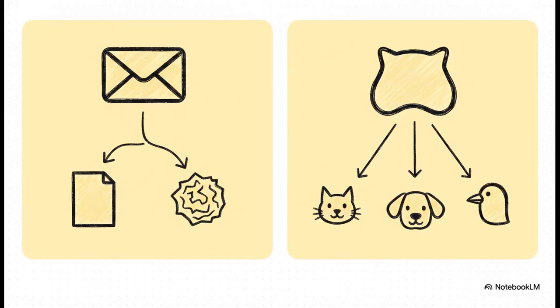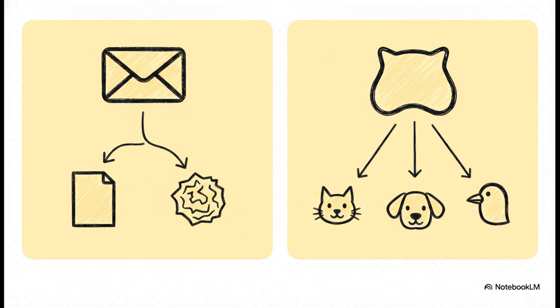Now, there are two main flavors of this that we need to understand. First up is binary classification. This is the simplest type, where the data is divided into just two possible categories. It's a straight-up yes or no question. Think of your inbox. An email is either spam or not spam, or in healthcare, predicting whether a patient has a certain disease or they don't.